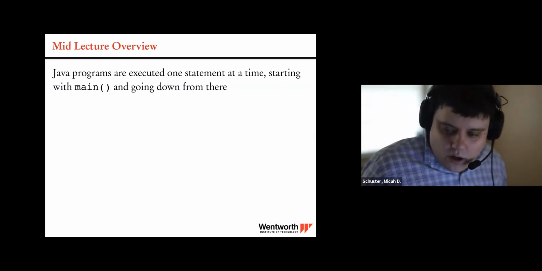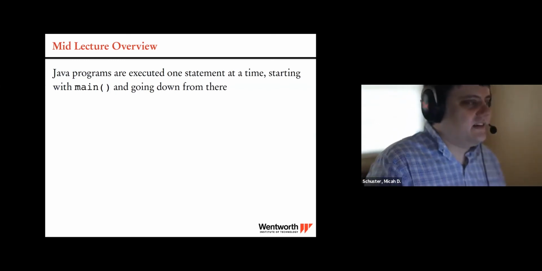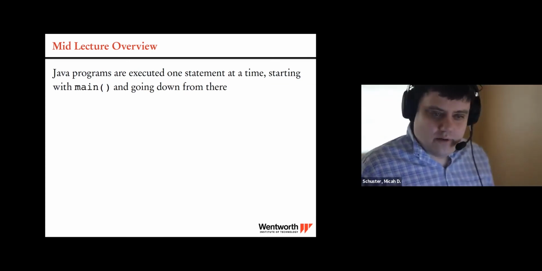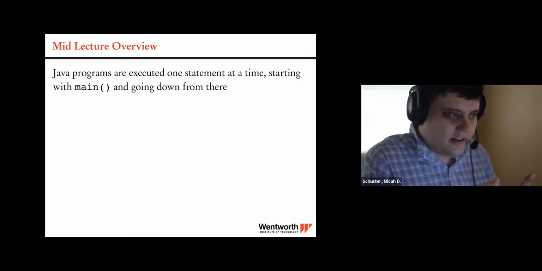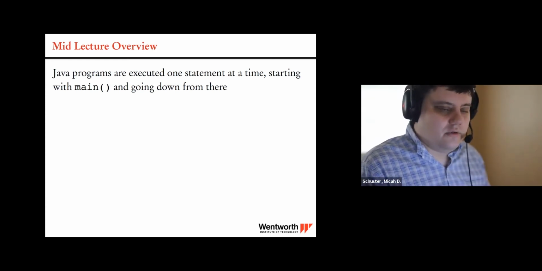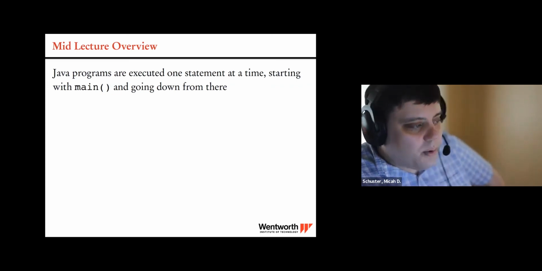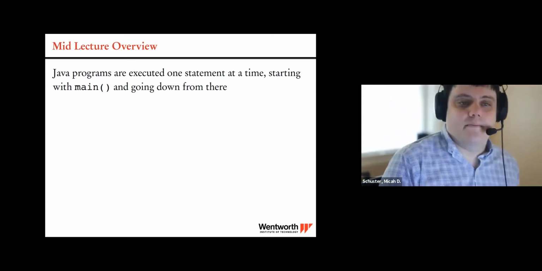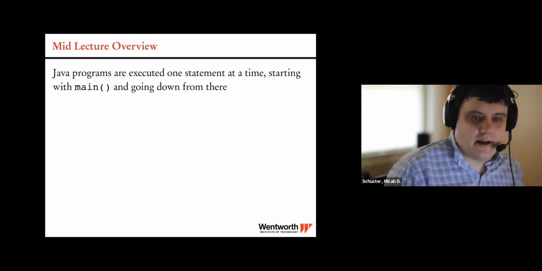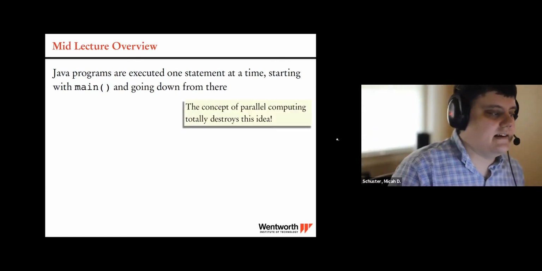Okay, so we have about 20 minutes left. This isn't really mid-lecture, but I just want to do a quick overview of the things that we talked about, because we definitely have gone over a few roughly separate topics. Java programs are executed one statement at a time. So it's that sequential execution, starting with main and then going down from there. That's what we've seen in these examples.